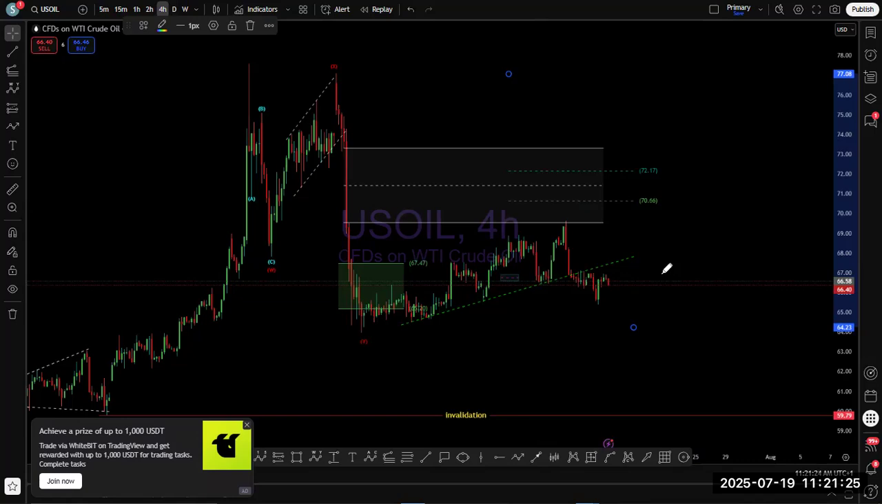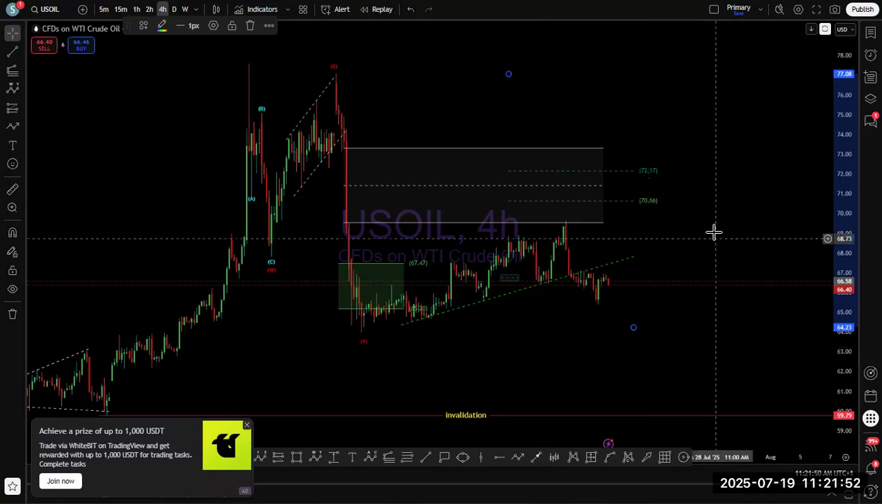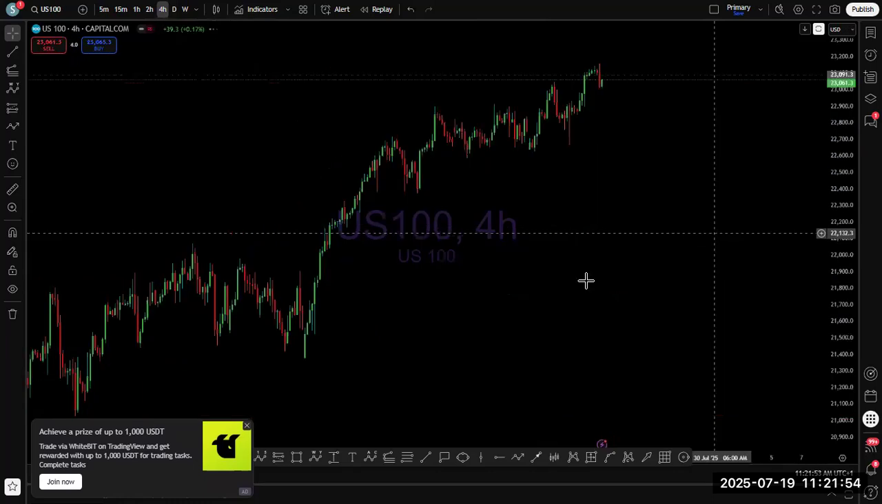Or maybe oil can do this and repeat what happened here. I mean, this type of move may repeat. And if it happens, by the time oil comes to this zone, the 72, 71 zone, then the selling will be sweet. But for now, I don't like forcing myself into the market. I like to trade when I see a confirmed setup.